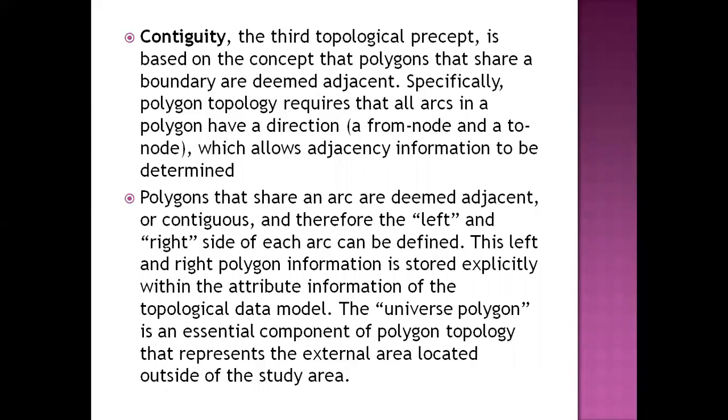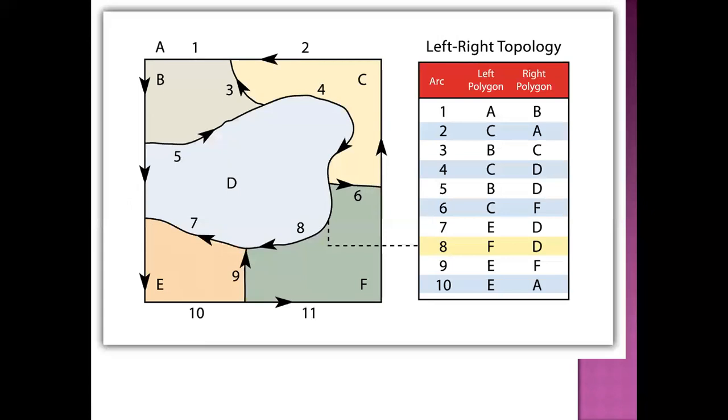The universe polygon is an essential component of polygon topology that represents the external area located outside of the study area. So, for example, the polygon starts from here and just travels in this direction, and ends. So like that.